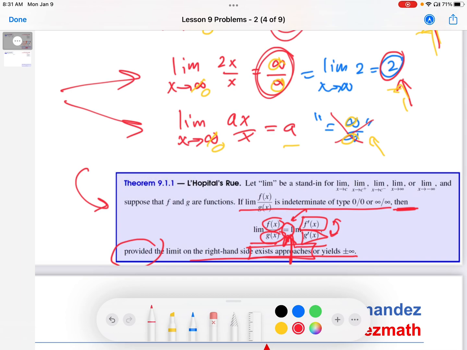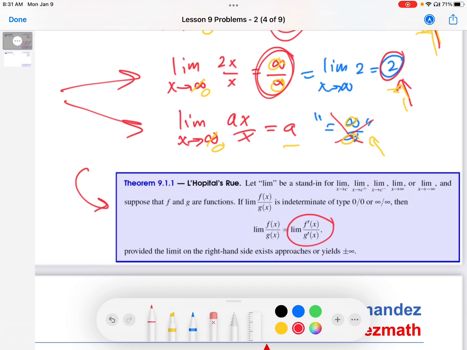So if this right-hand side limit exists, let's say it's a number like 7, then that's the original answer. That's the answer to your original limit. Also, if this right-hand side number tends to infinity or minus infinity, then that's also the original answer to your limit. So that's what L'Hopital's rule tells us.